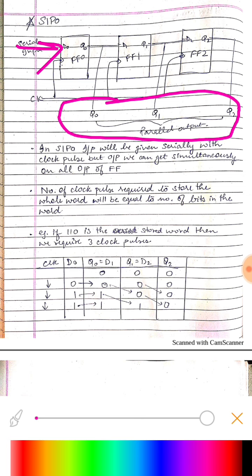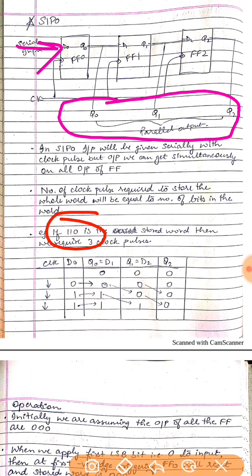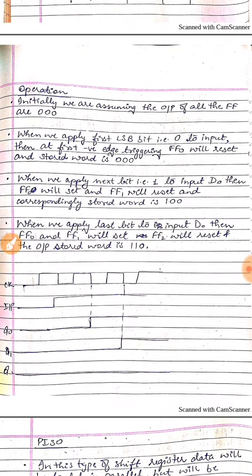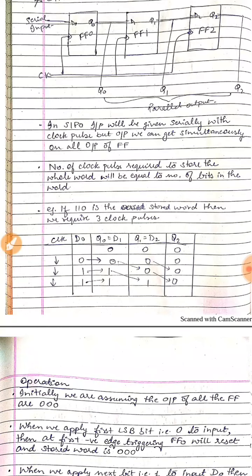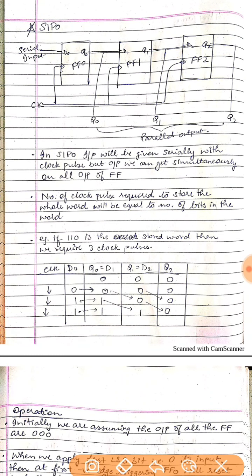So the number of clock pulses required to store the whole word will be equal to the number of bits in the word. Okay, how many clock pulses will be required? It will be equal to the number of bits we need to store. So in this example, let's see, we need to store 110. So data will be fed serially and we want to extract it in a parallel form, that is simultaneously from all the flip flops. So this is how the diagram will look like.